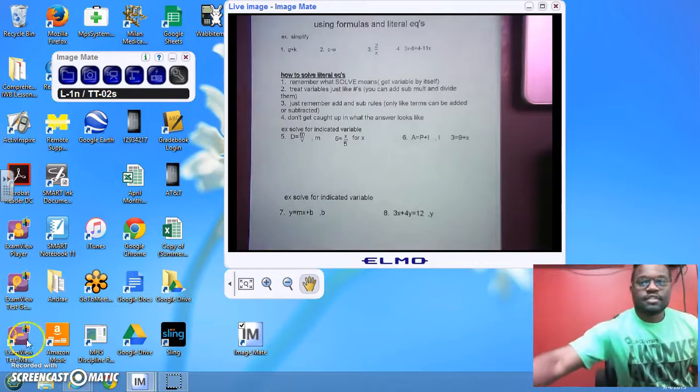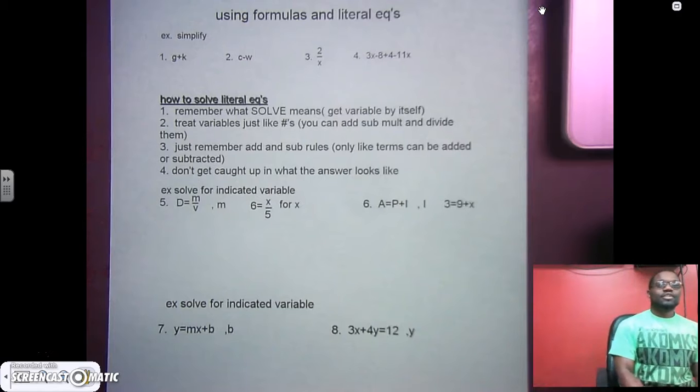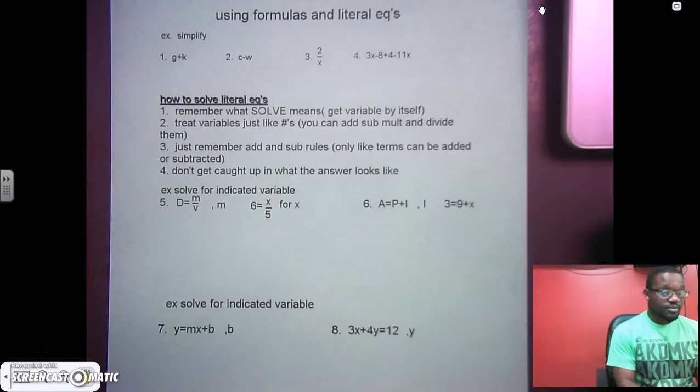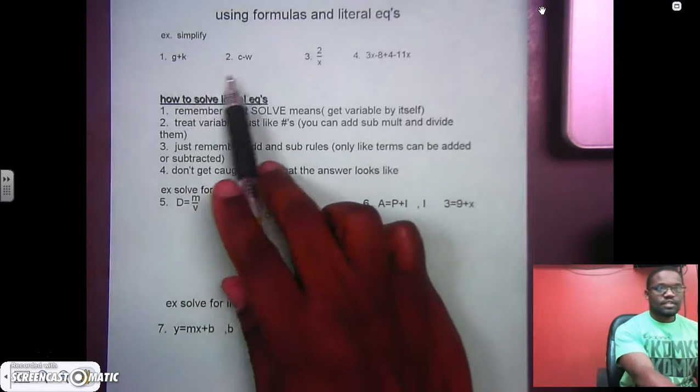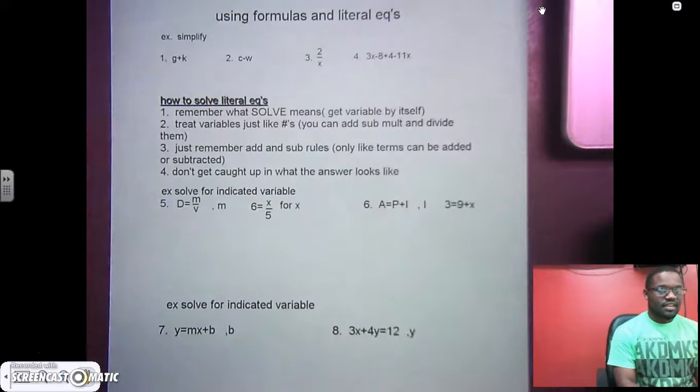Okay guys, today we're going to look at using literal formulas, literal equations and formulas. We're still solving. We're still trying to get a variable by itself. We just need to do it in a way where we have more than one type of variable. So look at these examples up here. Can we simplify any of these?